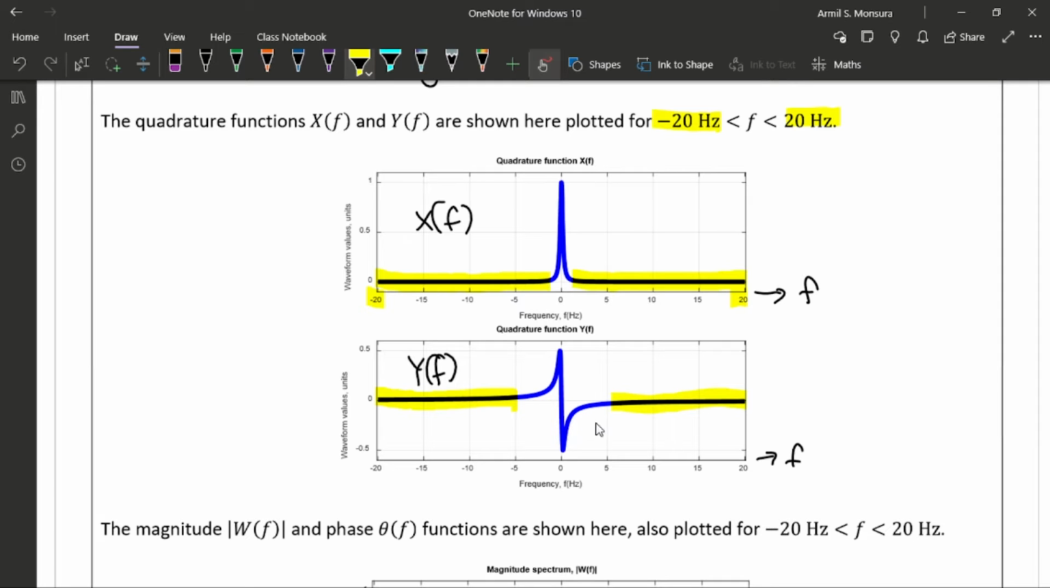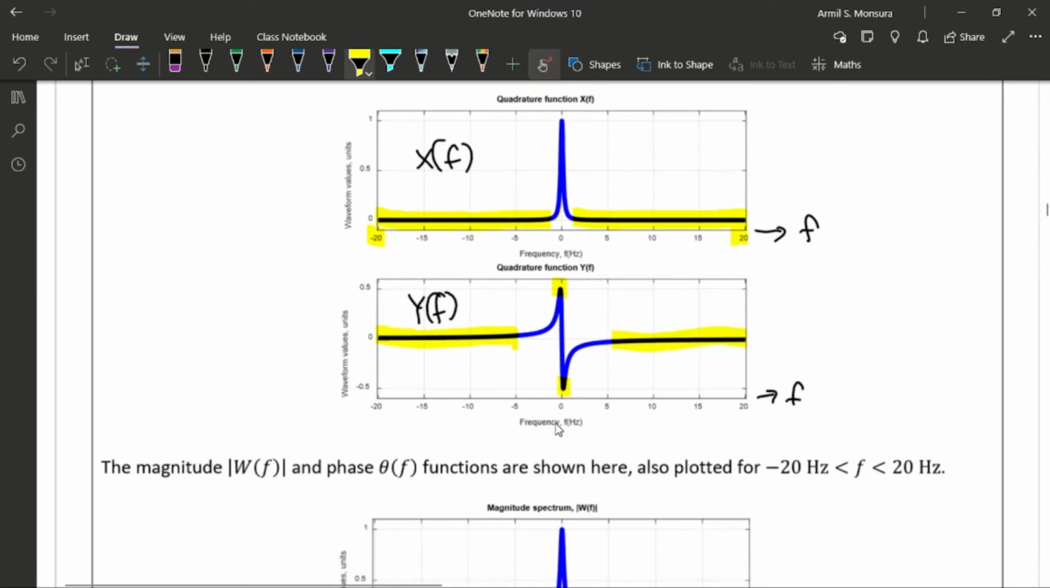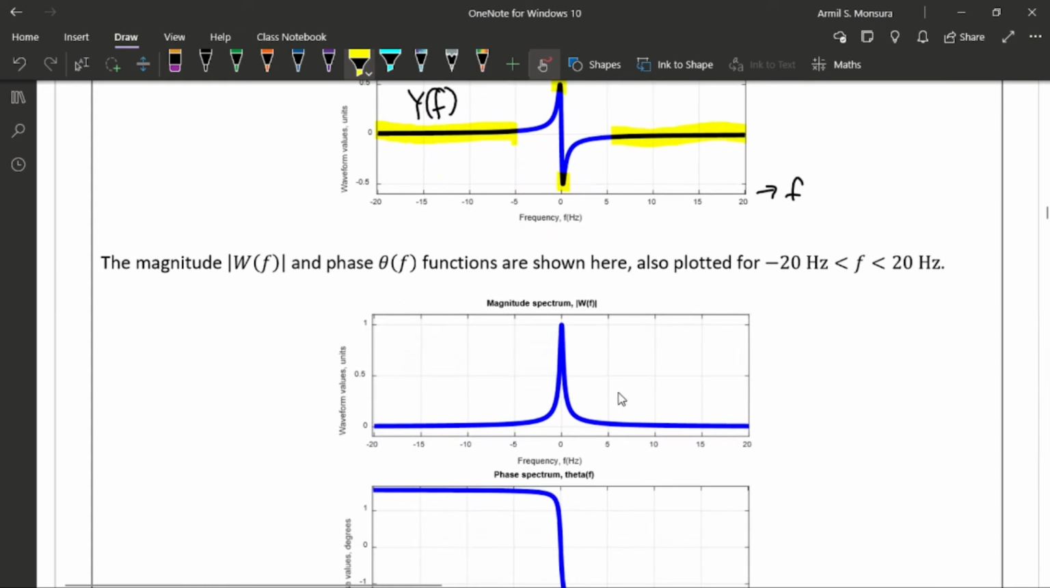With the peak, okay. The peak here goes around the zero frequency, while here, the peak goes at a value very close to zero, but non-zero, not at the zero frequency itself. Now we also show that for your magnitude and phase spectrum. So we see that our spectrum is zero for these frequencies and non-zero in between, with a peak around f equals zero. And the phase spectrum is this one.